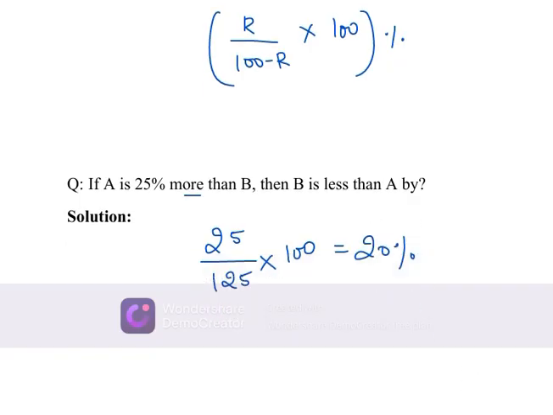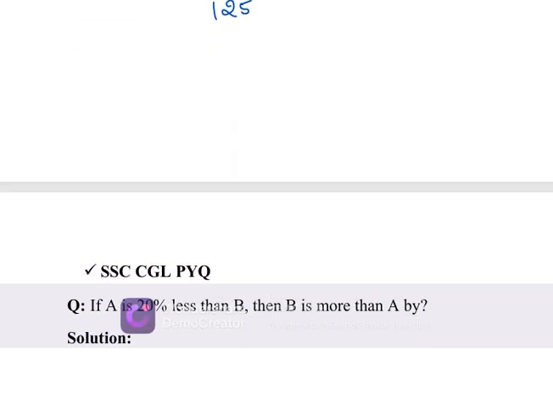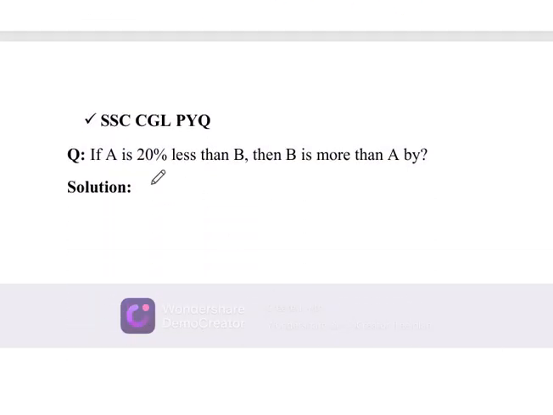Similarly, see the reverse question. Last question: if A is 20% less than B, then B is more than A by how much? Now here the value of R is 20, divided by 100 minus 20, which is 80, into 100. So this is 100 by 4, which is 25%. So applying that formula. I hope this much is clear.